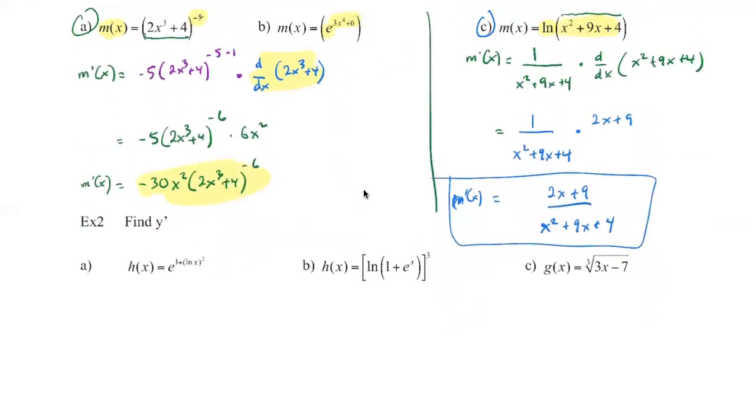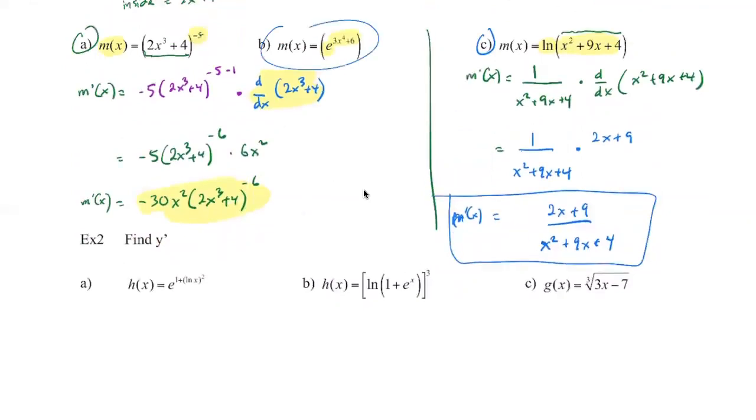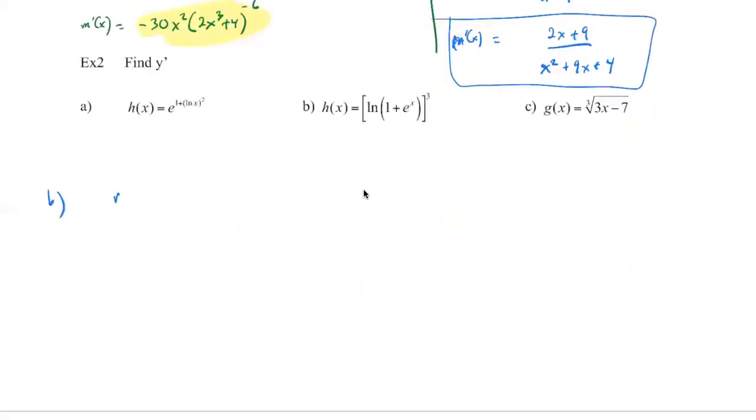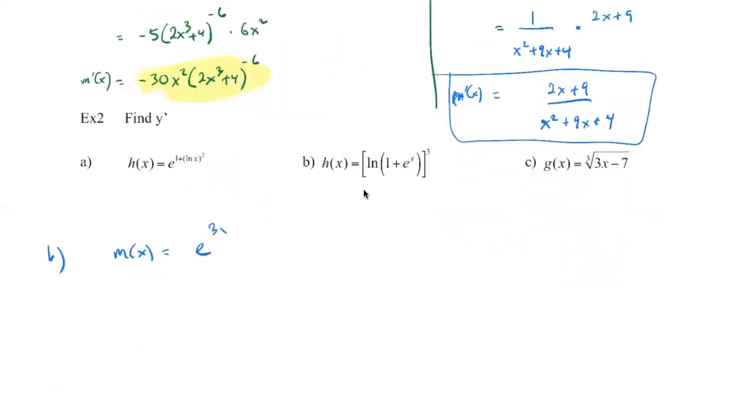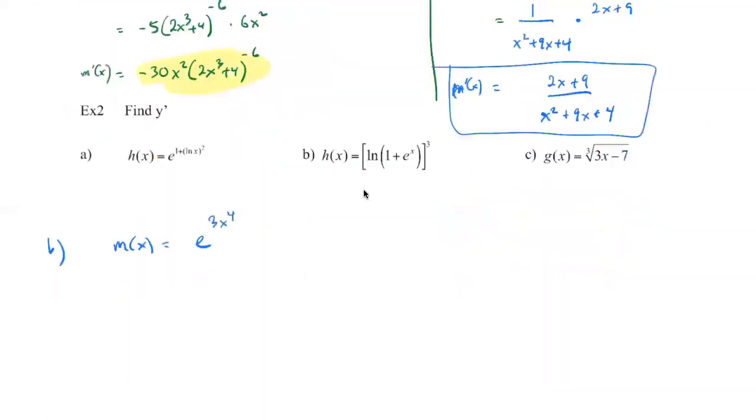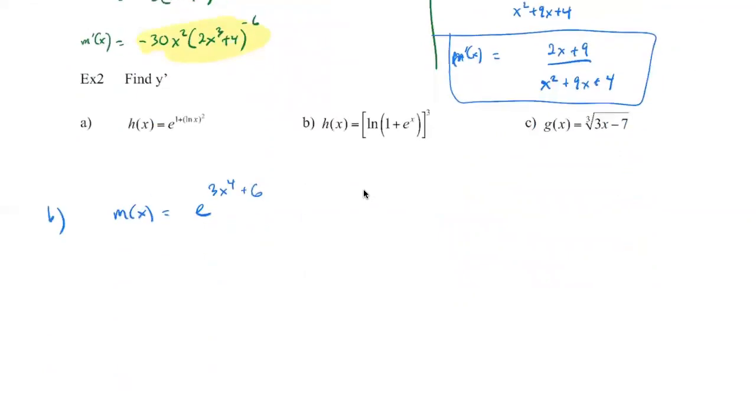Let's do part B here. Part B, m of x equals e to the power of 3x to the 4th plus 6.